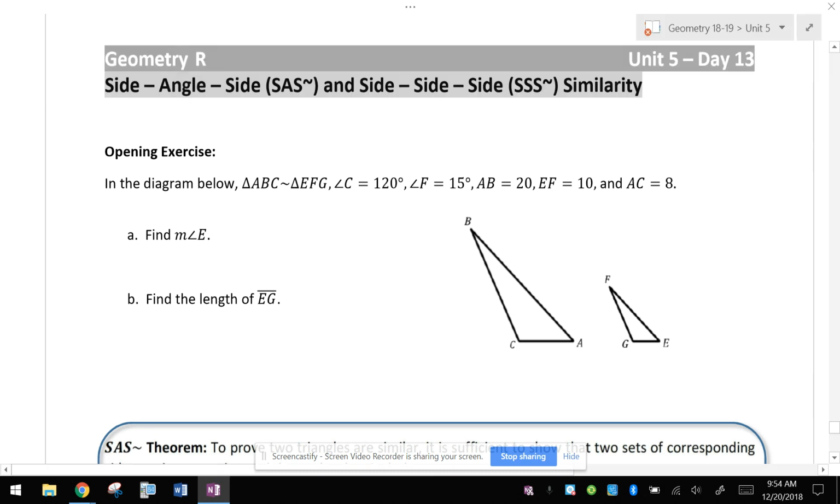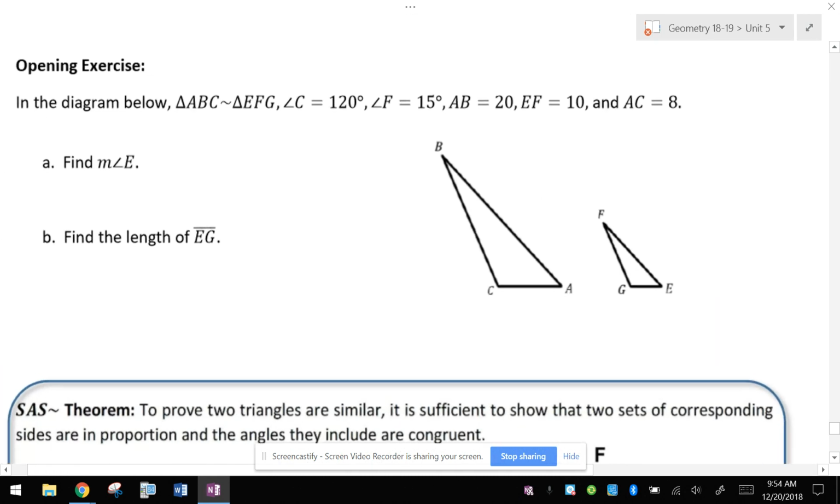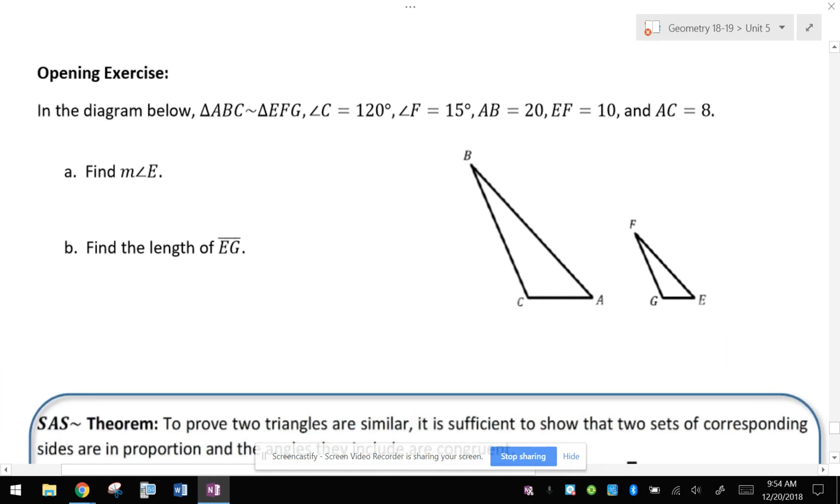So the first exercise here says, in the diagram below, I am telling you that triangle ABC is similar to EFG, and that C is 120, and that F is 15. Side AB is 20, side EF is 10, and side AC is 8. Find the measure of angle E, find the length of EG.